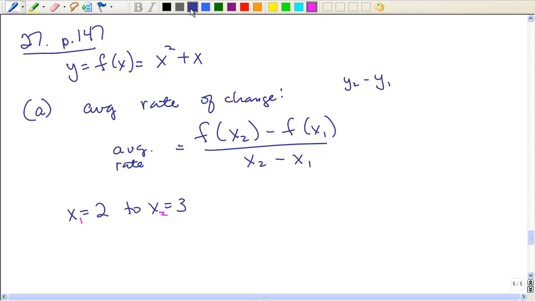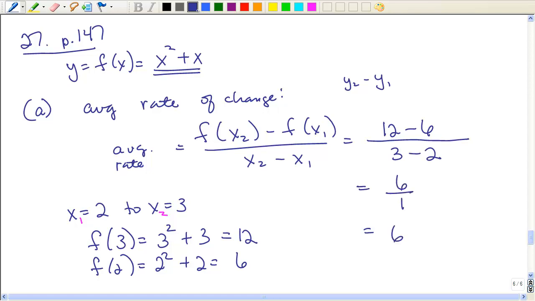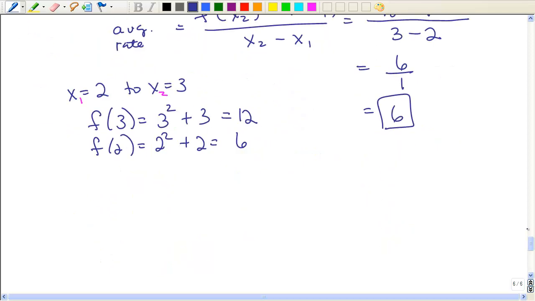All right, so let's see. If I evaluate the function at 3, that's 3 squared plus 3. Remember, I'm looking at that function up here, that was 12. F of 2 is 2 squared plus 2, which is 6. So if I want the average rate of change, I want 12 minus 6 over 3 minus 2. Pretty easy.